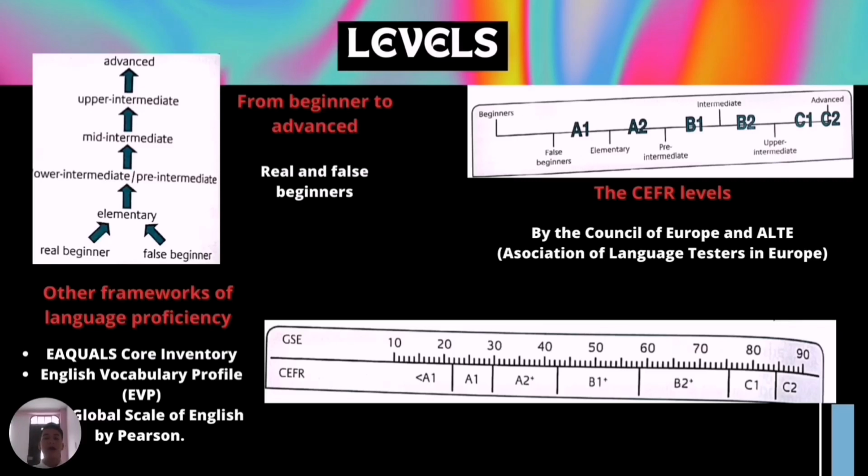Then we have the Common European Framework of Reference, or CEFR, which was the result of a collaboration between the Council of Europe and ALTE, the Association of Language Testers in Europe. This proposes 6 levels in which the student can be categorized, as you can see here. These are A1 beginner, A2 elementary, B1 intermediate, B2 upper intermediate, C1 advanced, C2 mastery, and then we have other frameworks of language proficiency, for example, the EnglishScore inventory made by the British Council, the English Vocabulary Profile from Cambridge University Press, and the Global Scale of English made by Pearson, which is a 90-point scale aligned to the original CEFR research data.